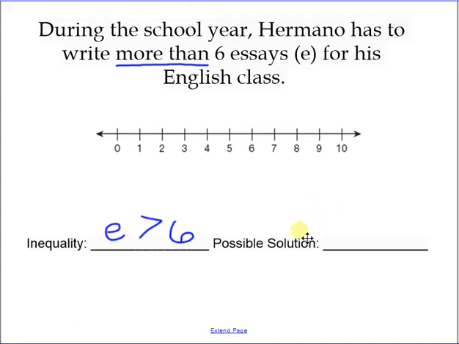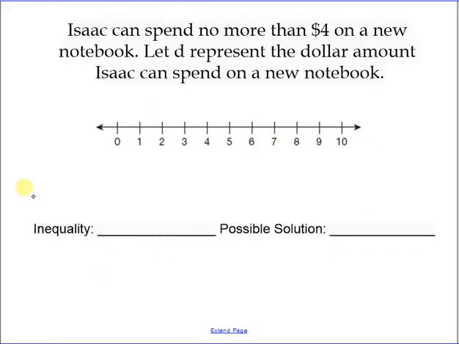Okay? Now, we're going to go ahead and check it. So, what could be a possible number of essays that Hermano has to write in order to be in good standing in his English class? Well, if he has to write more than 6 essays, could he write 9 essays? He could. So, let's plug that back in for E and see if it works. 9 is greater than 6. Is it true that 9 is greater than 6? Yes. So our solution checks out, and let's go ahead and graph it. So we're going to have an open circle because there's no bar under it, and our arrow is pointing to the right. Alright, let's go ahead and try example number 2.